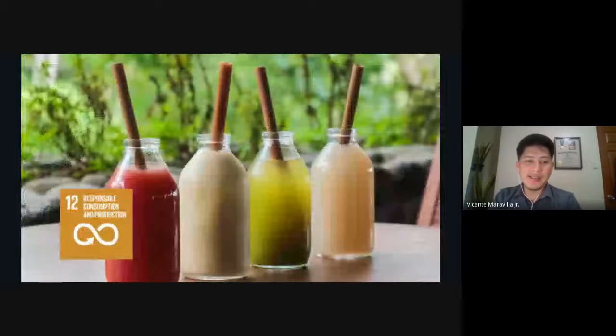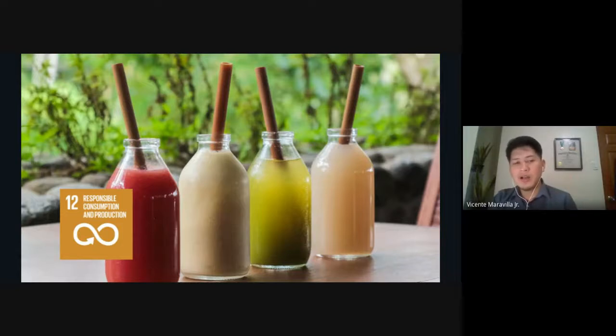SDG 12 is responsible consumption and production. The tourism sector or the industry needs to adopt sustainable consumption and production, accelerating the shift towards sustainability or a green paradigm. Tools to monitor sustainable development impacts for tourism, including for energy, water, waste, biodiversity, and job creation, will result in enhanced economic, social, and environmental outcomes.